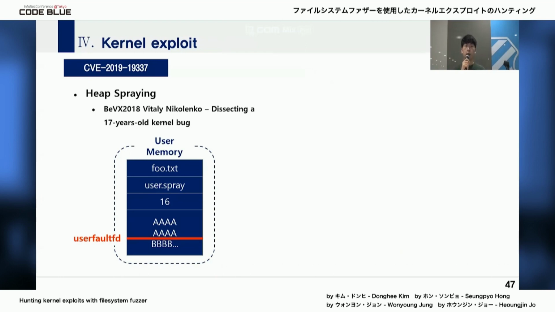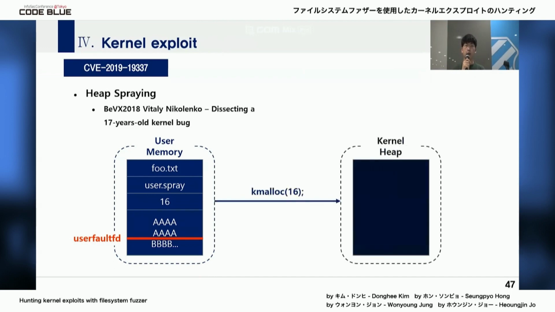Visualizing this, when calling the copy_from_user function in the ZX80TR syscall, userfaultfd is set between A and B of the user memory, where the memory copy will be made. It then calls the syscall to allocate 16 bytes of kernel memory. After allocating kernel memory, ZX80TR copies the string A from the specified user memory to kernel memory, as shown in the figure.